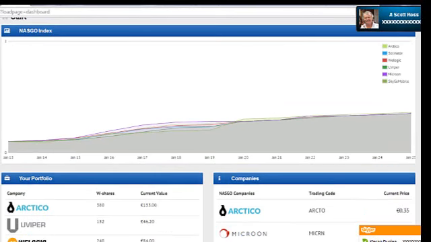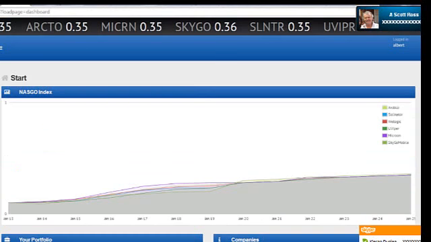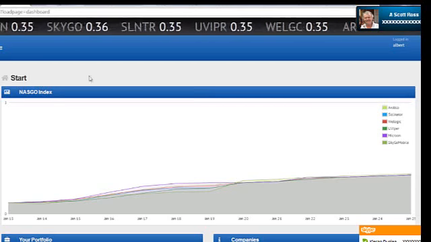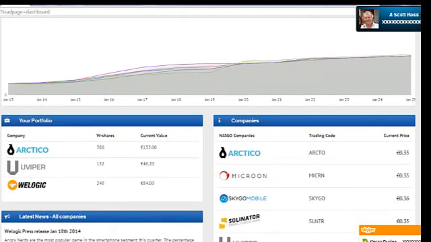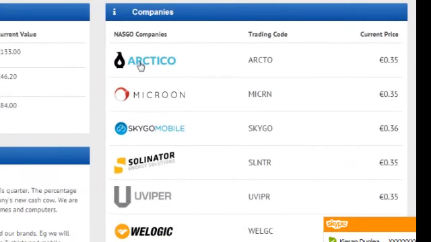The stock market is an interesting game, so I don't want you to think it's a real stock market, but it operates identical to a real stock market in a lot of respects. So it teaches people how to actually work with the real stock market. The NASCO is showing up now, and we have 6 active companies in the NASCO stock market. These 6 are listed on the right-hand column here, starting with Artico, Micron, Skygo, Salintor, UViper, and Wellogic.